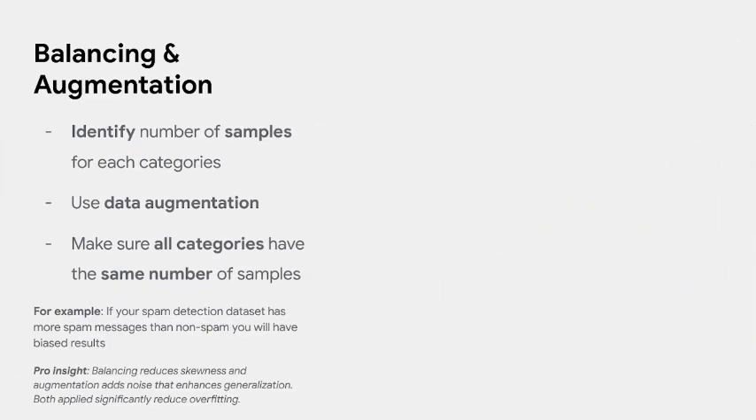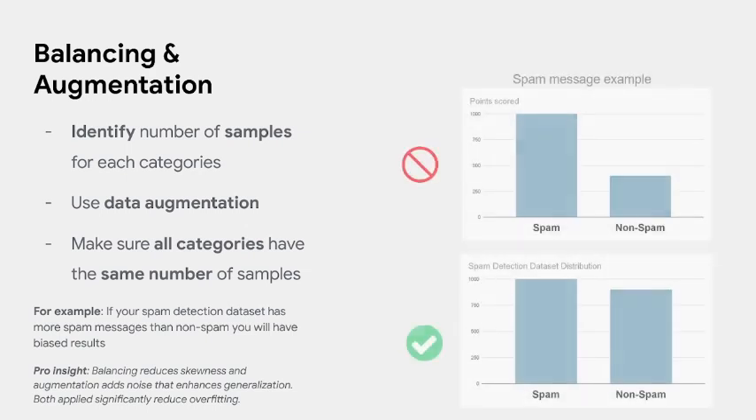Third point, balancing augmentation. Here your goal is to make the data set equal. You don't want it to be too much on one side and less on another. To do this, you first have to identify the number of samples for each category. Then use data augmentation, which is taking the classes or samples that are lower and bringing them up. And thirdly, make sure all categories have the same number of samples, or approximately the same, so that the model won't be too biased.